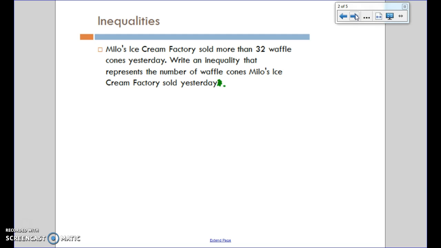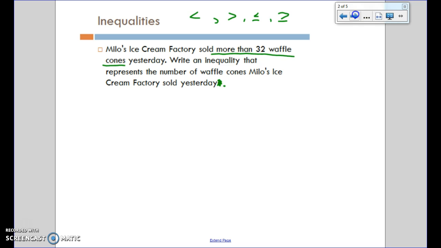In this case it says Milo's Ice Cream Factory sold more than 32 waffle cones. Write an inequality that represents the number of waffle cones Milo's Ice Cream Factory sold yesterday. So it wants us to write an inequality. Our choices are less than, greater than, less than or equal to, or greater than or equal to. When I read the problem, I underline the part that really sticks out to me. It says that they sold more than 32 waffle cones.